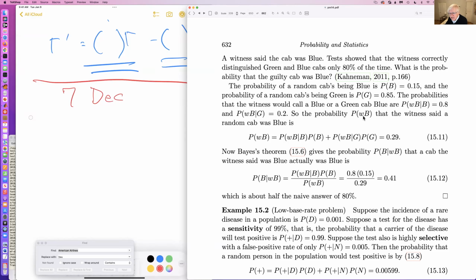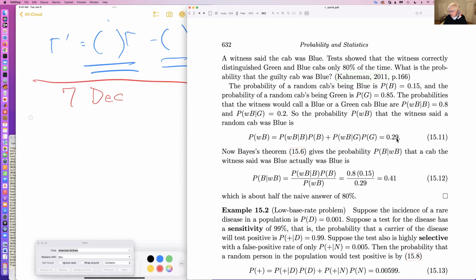So the probability that the witness would say that a random cab was blue is the probability it was blue times the probability the witness would say it's blue given that it's blue, plus the probability it's green times the probability the witness would say it's blue given that it's green. So we've got all those numbers and we add them up and we get 0.29.